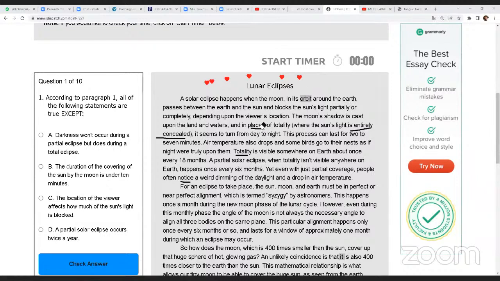You said "place", but it's in plural, so it's places. Can you pronounce it? Places. Thank you. Entirely. Entirely. Thank you. Concealed. Concealed. Totality. Totality.